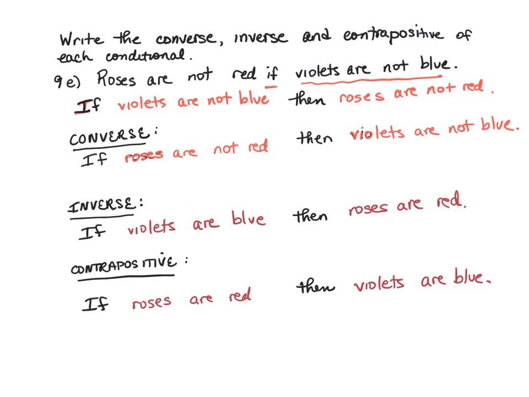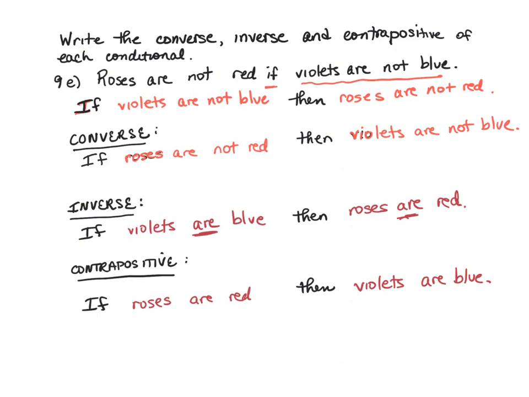All right, so let's check our work. The converse would be just interchanging the consequent and antecedent of the original. So that should say, if roses are not red, then violets are not blue. The inverse would take the original and negate its antecedent and consequent, but we have a double negative because we're negating the not. So the double negation becomes positive. So the inverse would be, if violets are blue, then roses are red. And the contrapositive would be, if roses are red, then violets are blue.